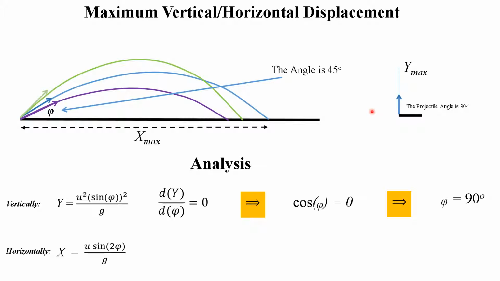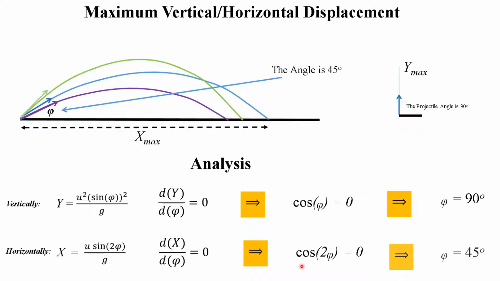Horizontally, this is the same expression as we had before, and this expression is again a function of phi. So if you take the differentiation with respect to phi and equate it to 0 for maximum, then certainly cosine 2 phi is equal to 0, and phi will be equal to 45. I'm not going to prove whether these are maximum or minimum; I will leave it for the reader. This is quite obvious by taking the second differentiation and substituting those.